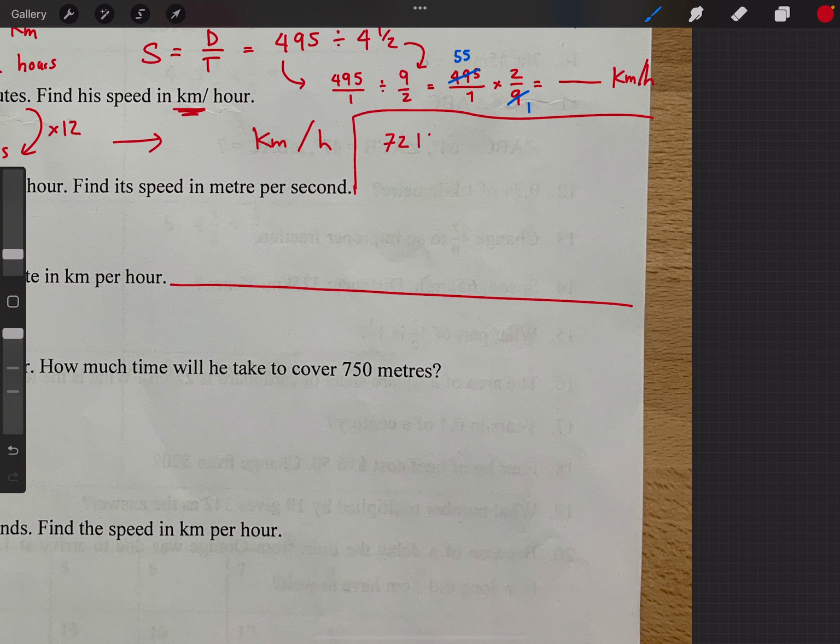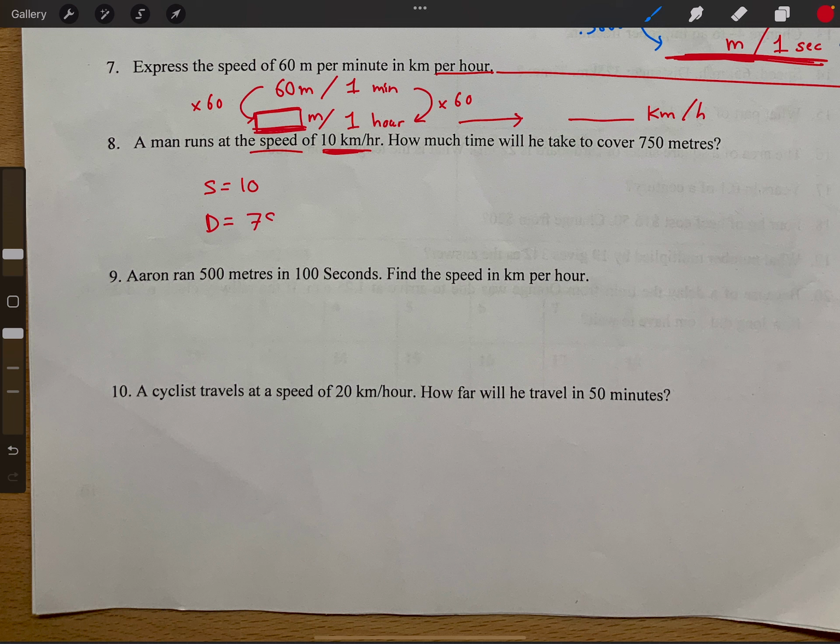Question 8. A man runs at the speed of 10 kilometers per hour. How much time will he take to cover 750 meters? Okay, so you give him the speed. So speed is equal to 10. Remember, this is in kilometers. All right, and now given the distance is equal to 750. Now this is kilometers, this is per hour, this is meters.